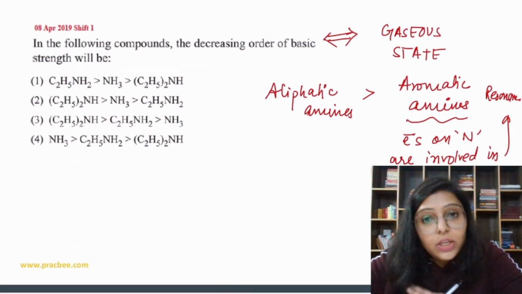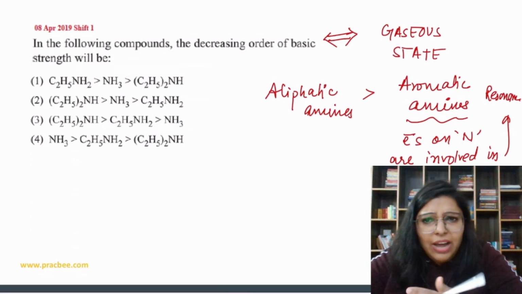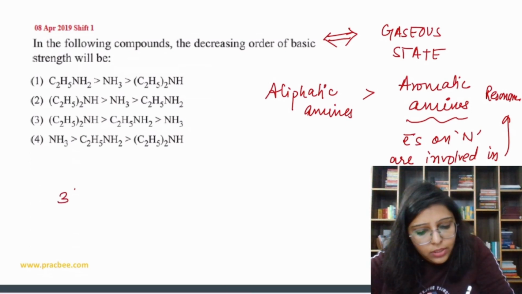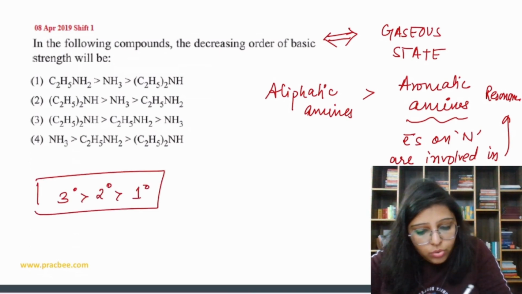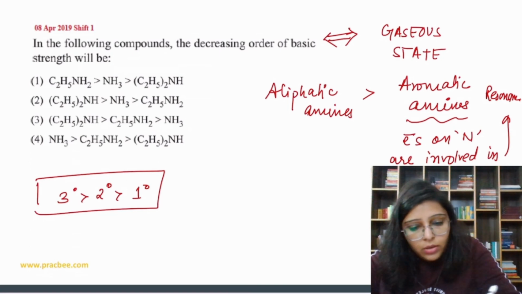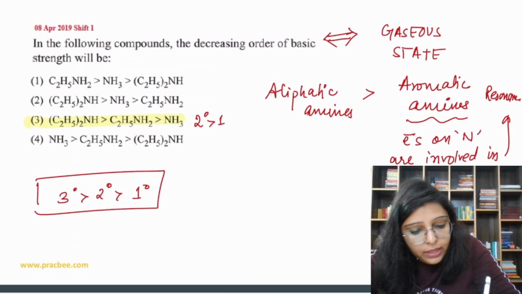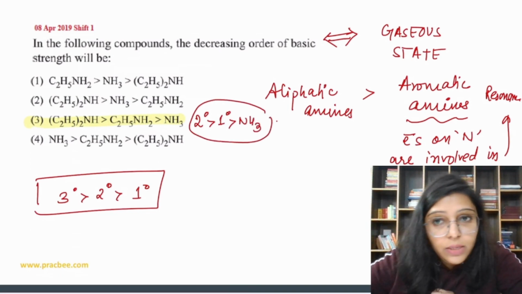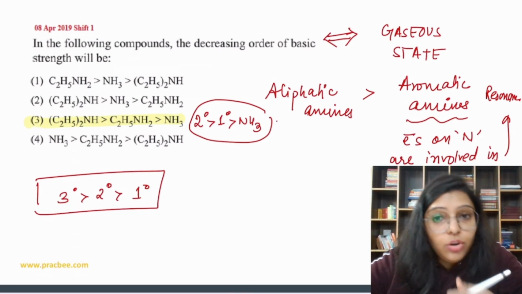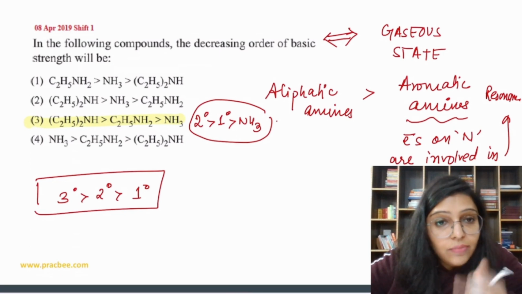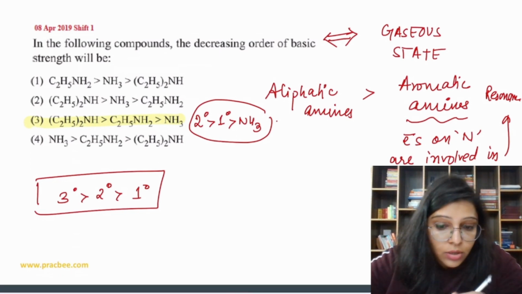So in the following compounds, decreasing order of basic strength will be. So all are aliphatic amines. So we have to see 3 degree, then 2 degree, then 1 degree. Okay, do we have this kind of option? We have this option 3. In option 3 we have 2 degree, 1 degree, and then ammonia. Okay, so option 3 is going to be the correct answer. Suppose we do not have any option with respect to the gaseous state, then we have to look for the aqueous state. Okay, next question.